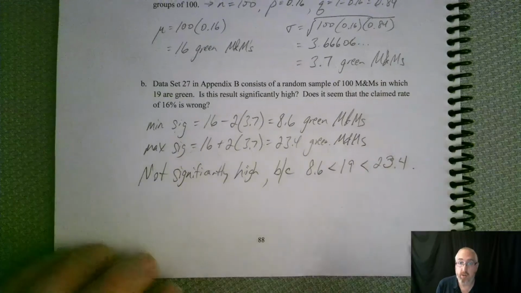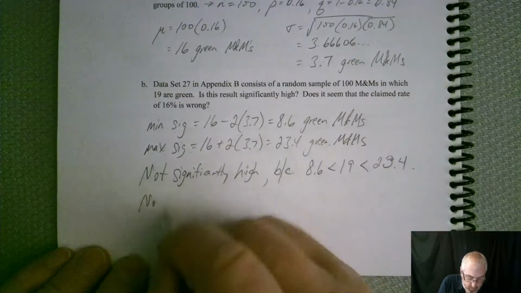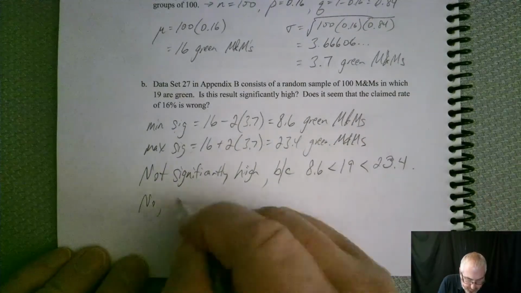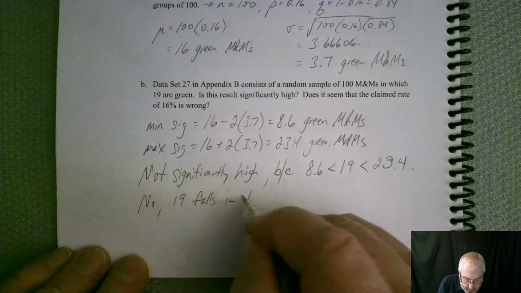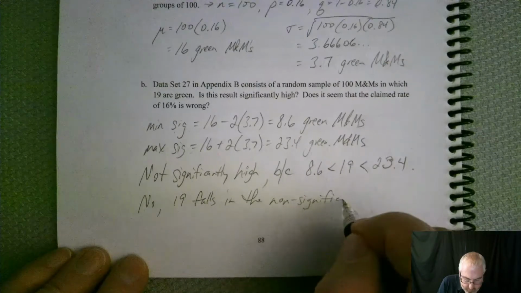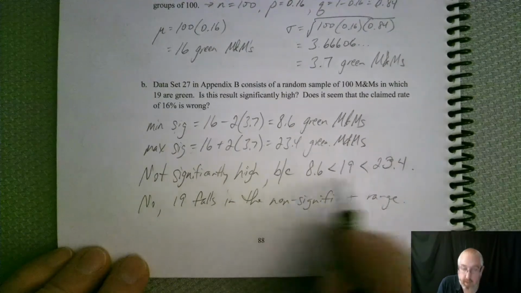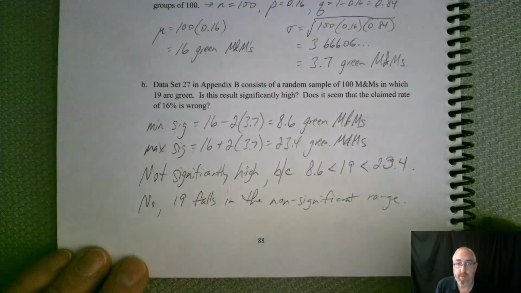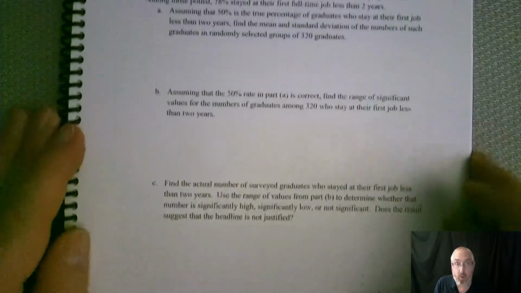So that's not unusual. Does it seem that the claimed rate of 16% is wrong? No. 19 falls in the non-significant range, meaning between those two cutoffs. So we're good. All right, let's try this last one, which has 4 parts to it.